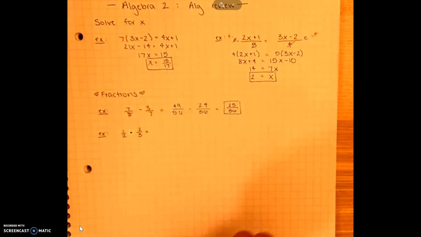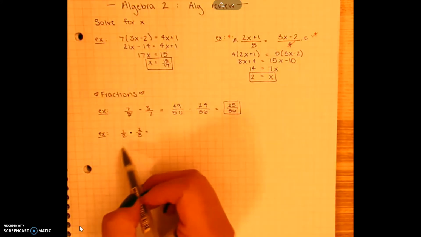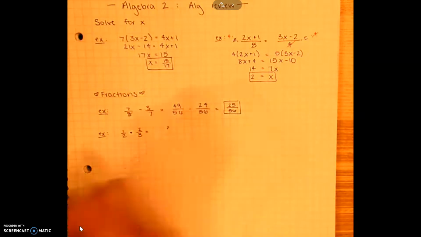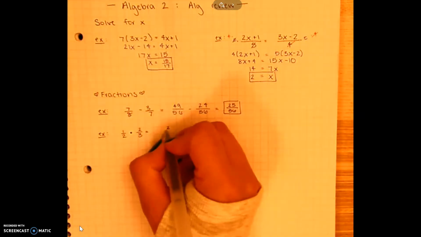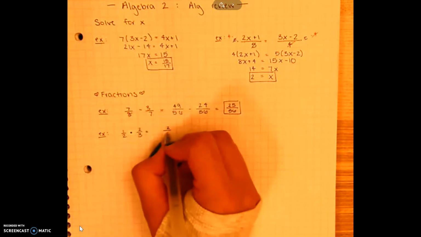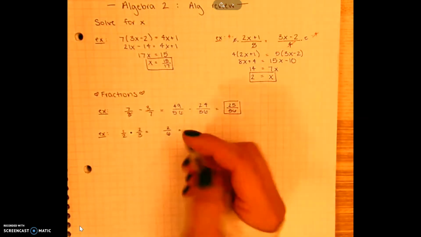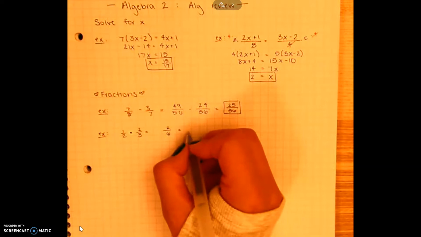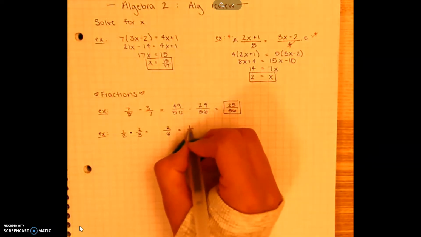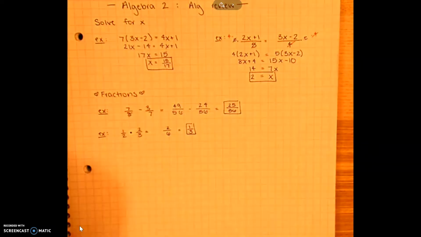So you can go about this two ways. You can either multiply it out and go 1 times 2 is 2, and 2 times 3 is 6. But then you have to make sure you reduce. And 2/6 reduces to 1/3. Your answer always needs to be in simplest form.